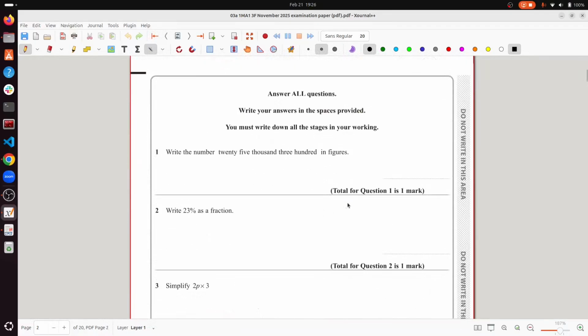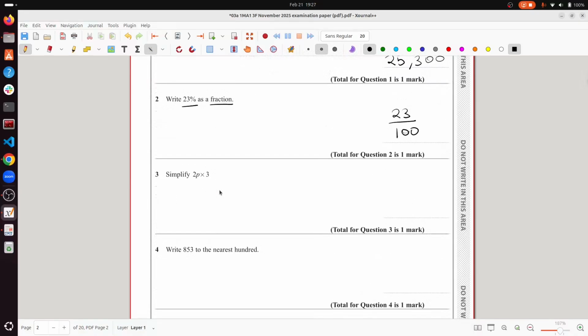Okay, first question says write the number 25,300 in figures. So this is just you being able to read 25,300. Write 23% as a fraction. So as a fraction, remember your percentage is out of 100, so that should be 23 out of 100.